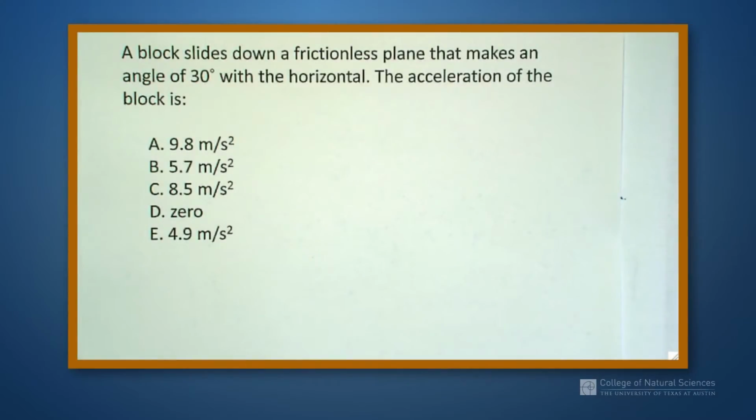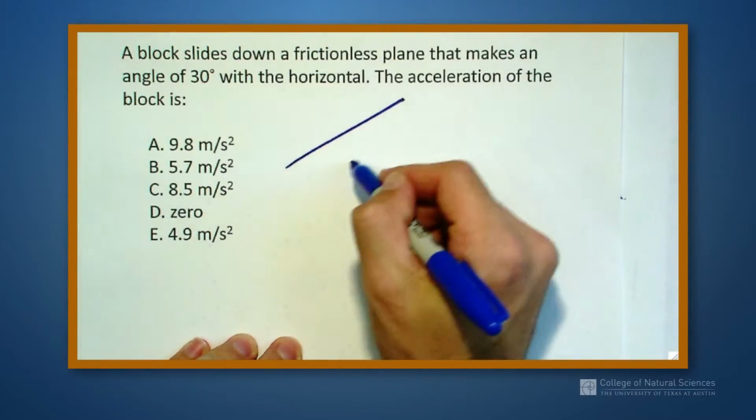So this question is a little bit more complicated than some of the ones that we may have seen in the past. It says that a block slides down a frictionless plane that makes an angle of 30 degrees with the horizontal. The acceleration of the block is what? If you've taken physics before, these are the infamous ramp problems.